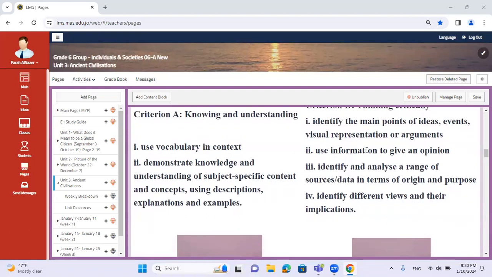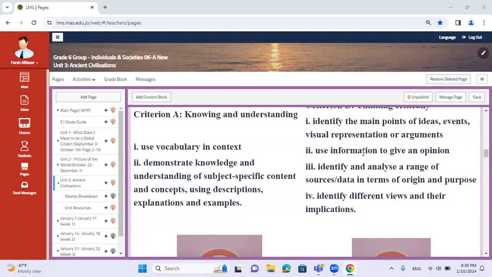The second strand is you're going to use your information to give an opinion. So perhaps you do not necessarily agree that our innovative ideas come from pre-existing ideas. I might tell you, okay, I will accept your perspective as long as you provide examples and explanation that back up your claim. Okay? The third strand is to identify and analyze a range of sources, data, in terms of origin and purpose.